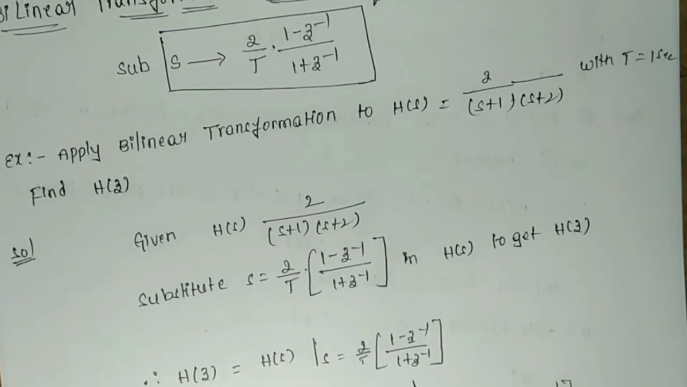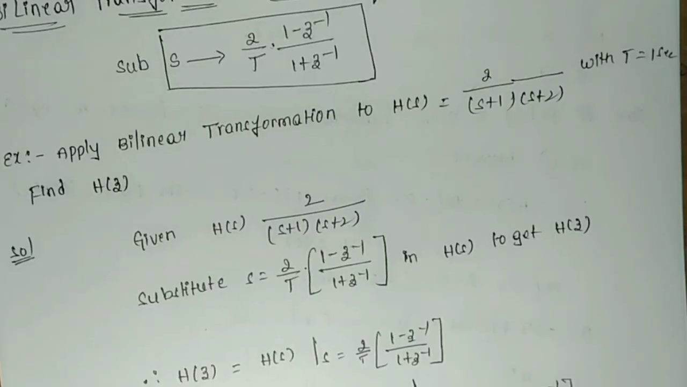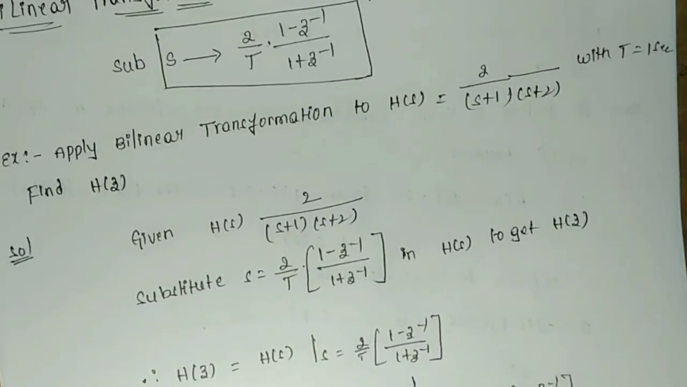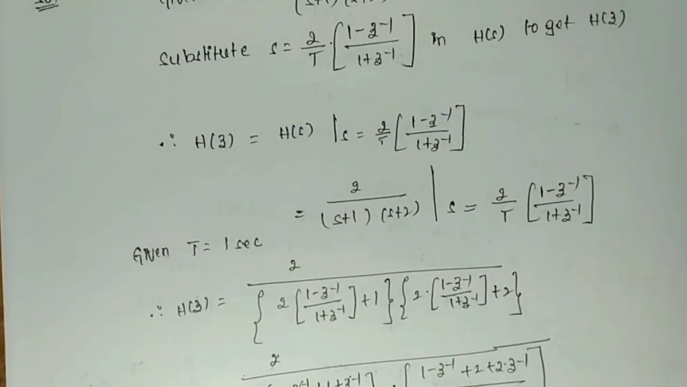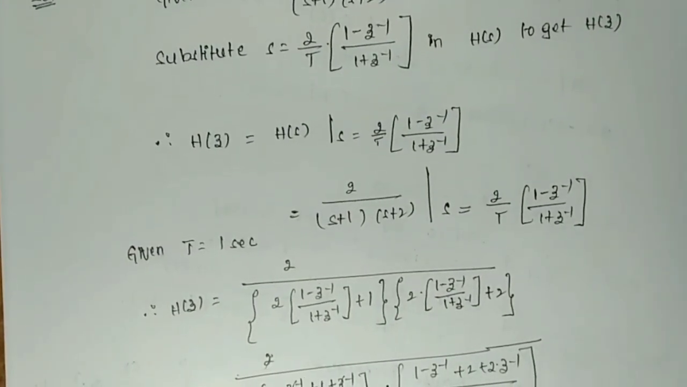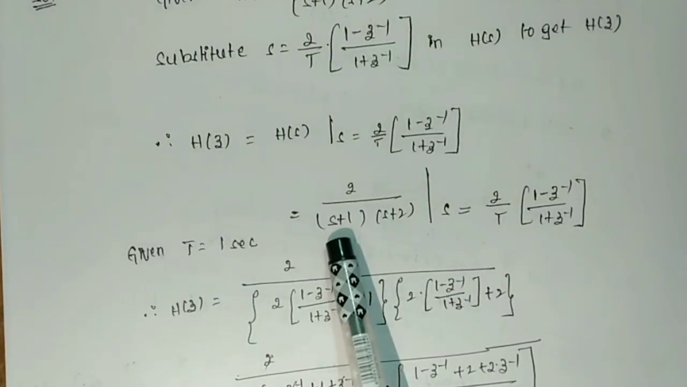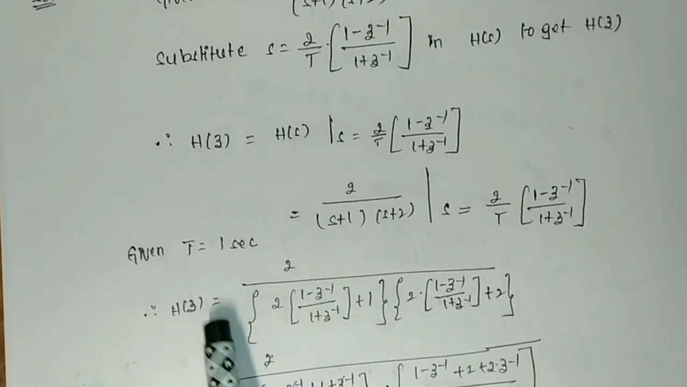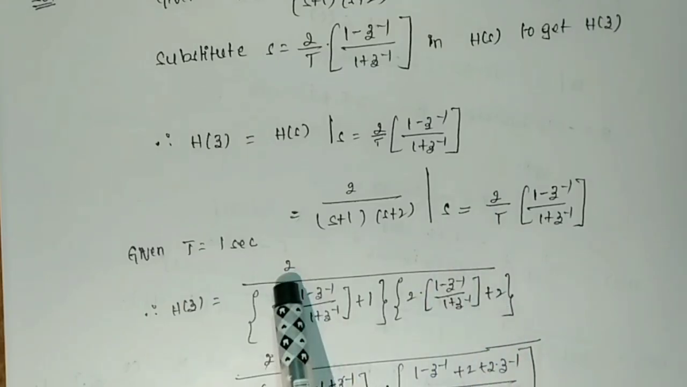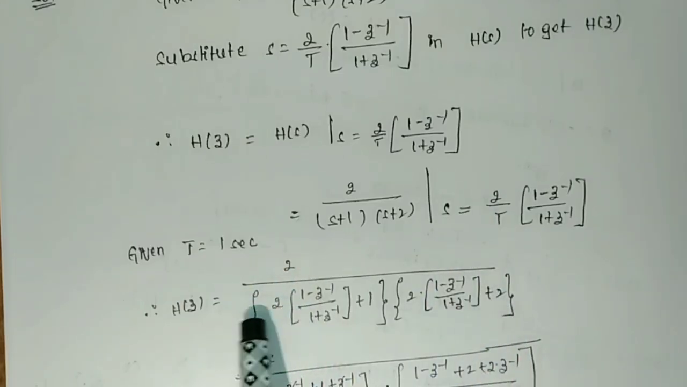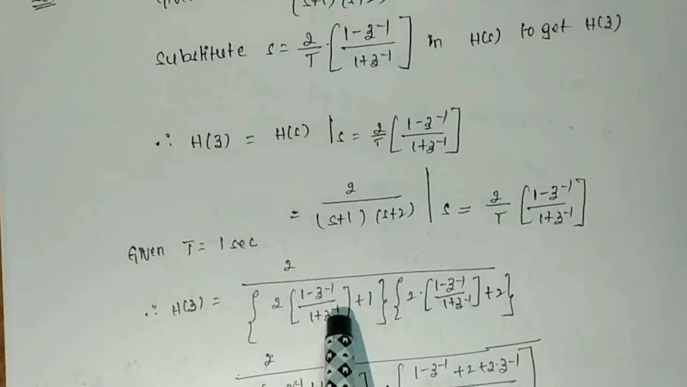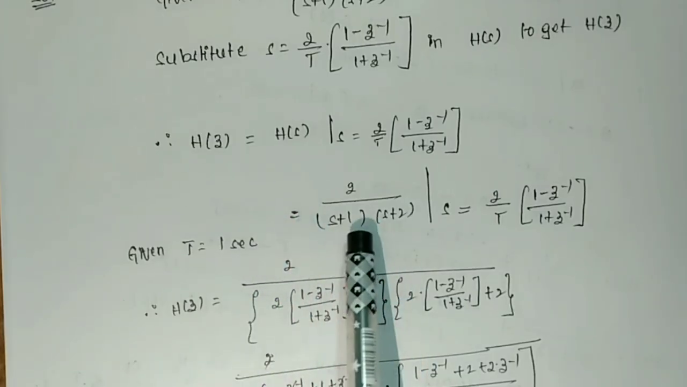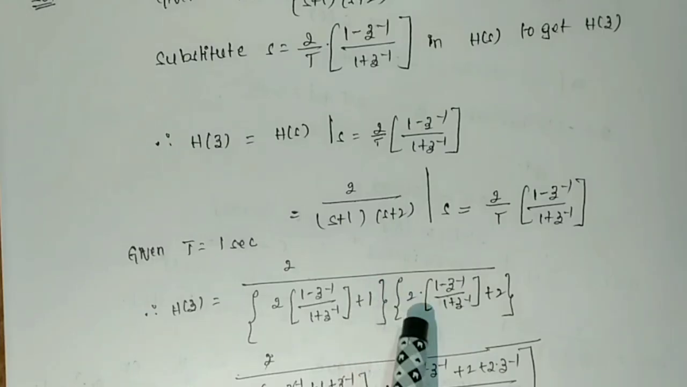Simple, I have substituted here. Once check this. In place of s, wherever we have s, I have substituted 2 by T. Anyway T is equal to 1 second, no? So that's why 2 by T is equal to 2 by 1, which is 2. So in place of s, 2 into (1 minus z inverse) by (1 plus z inverse), plus 1, into 2 by T into (1 minus z inverse) by (1 plus z inverse), plus 2.